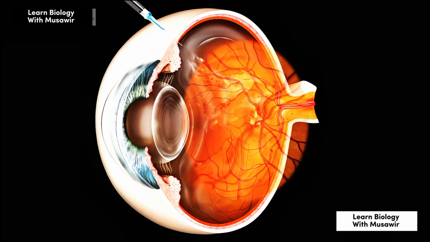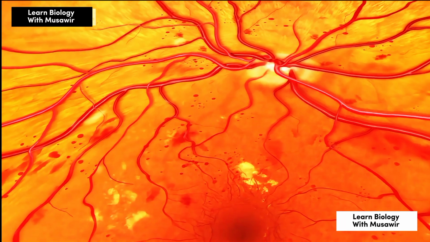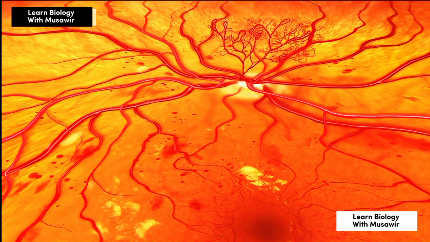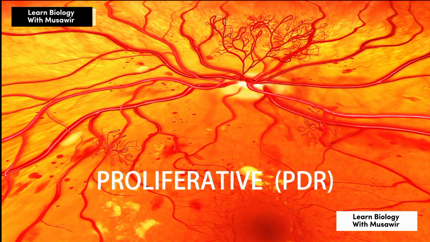the eye. As more and more blood vessels are damaged and blocked, the retina becomes stressed and sends out signals for oxygen and nourishment, triggering the growth of new blood vessels. This is called neovascularization, the hallmark of the advanced stage, proliferative diabetic retinopathy.